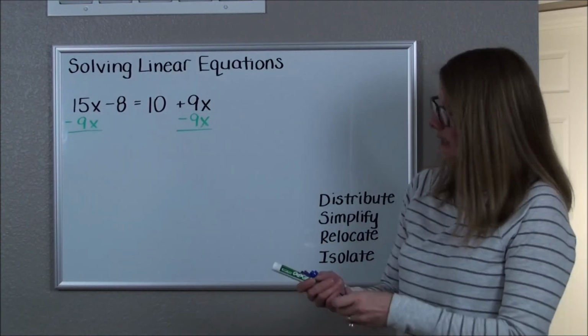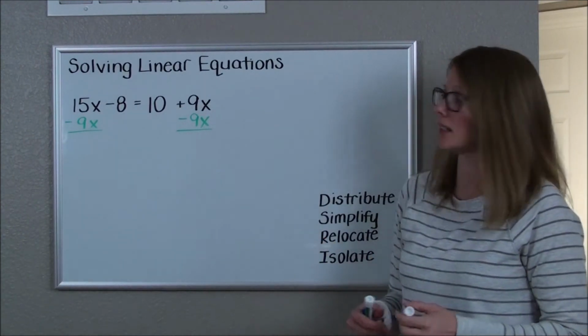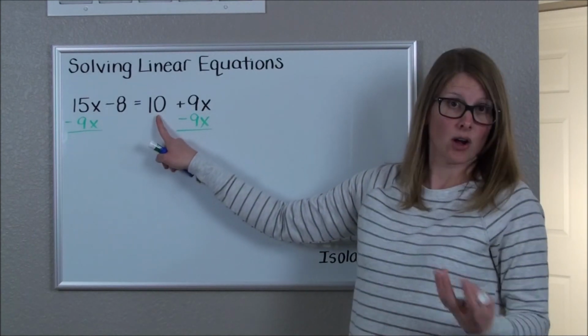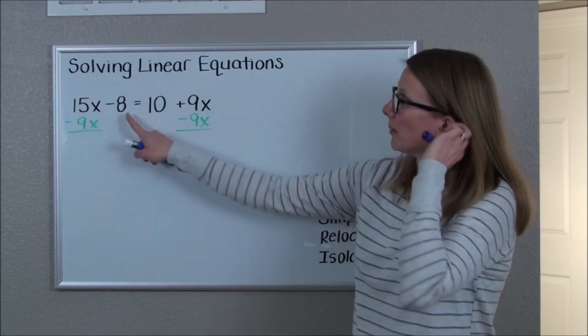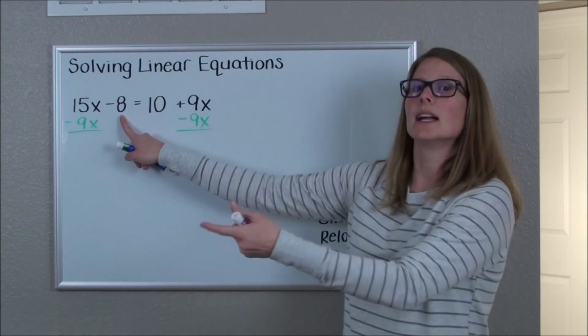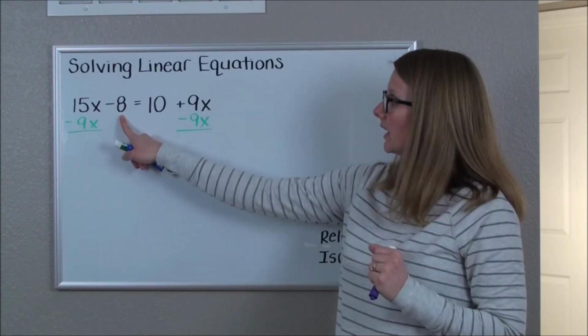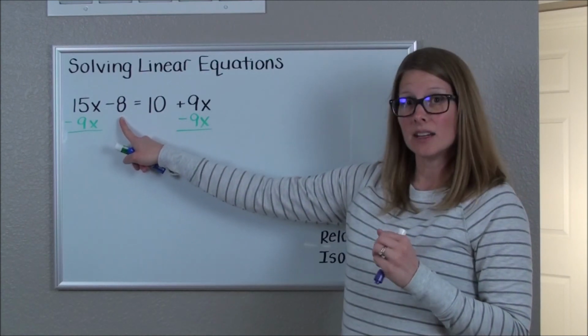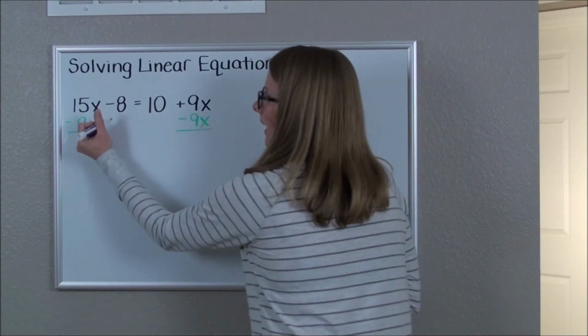And while we're at it, let's also relocate our constants. This constant 10 is on the right, and that's where I want him, but my constant 8 is on the left. Let's relocate him to the right side. 8 right now is a negative. To relocate him, I will add.